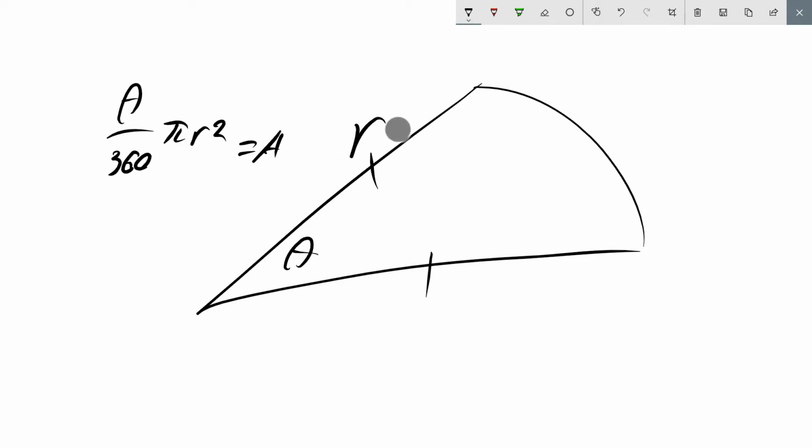Let's say the radius is 2, and let's say the angle is 45. So this will become a quarter. So this will become 1/4 times pi times 2 squared. 2 squared is 4. The quarter and the 4 cancel out, so we're left with the area equaling pi.